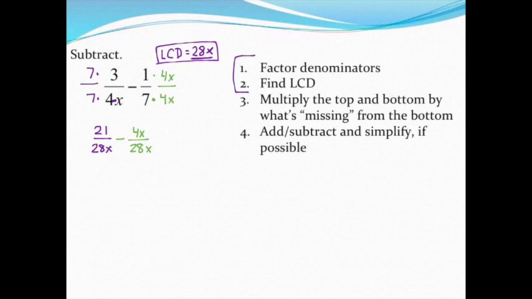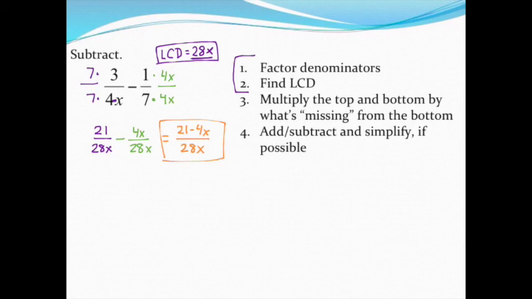The reason though that this has got me to a better place is that now I do have a common denominator. So now I can add or subtract the numerators. 21 minus 4x, they're not like terms, so I can't do much with it other than say 21 minus 4x. And then that denominator that we took so long to build and put together, we don't want to change it. That denominator stays the same. It stays 28x.